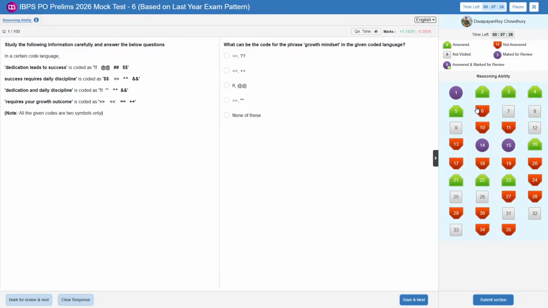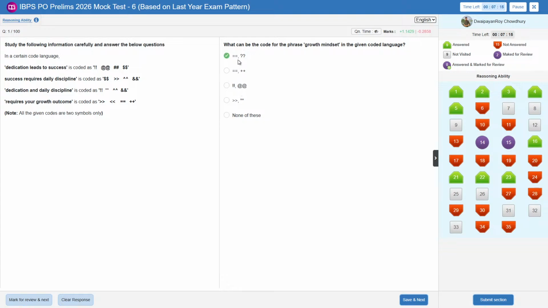Dedication. Okay, growth mindset. What can be the code, right? So new code must be introduced. So definitely this kind of thing has to be there. But equal is growth. Okay.